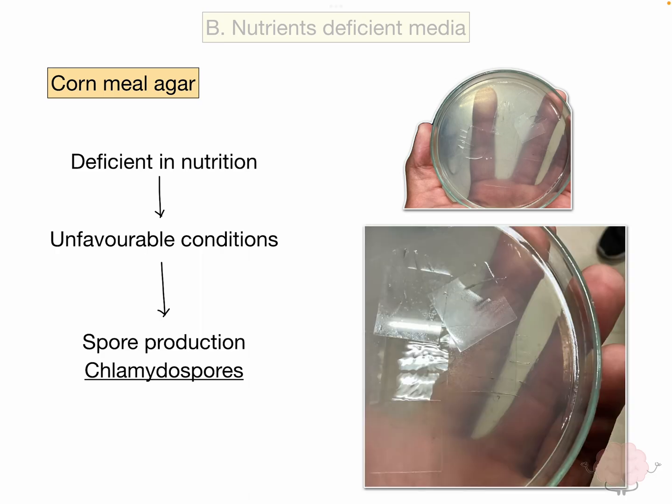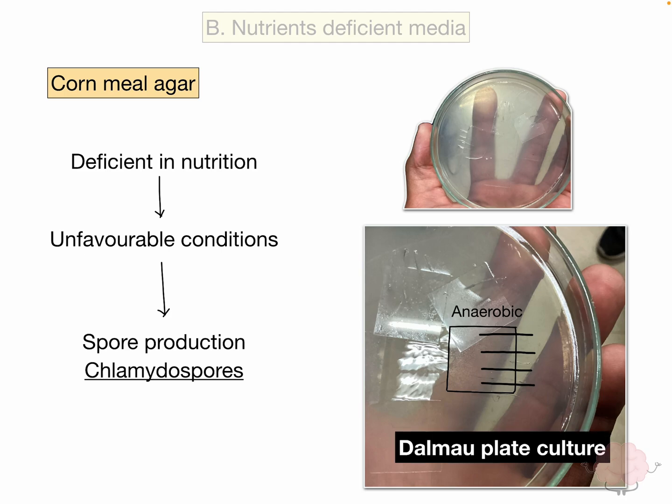Now one more thing we do in this corn meal agar is the Dalmau technique. We create 4 streaks in which we inoculate the fungi from the specimen we have, and then we put a cover slip over it. This cover slip covers these streaks and creates an anaerobic environment that stimulates spore formation, and this modification is known as the Dalmau plate culture modification.